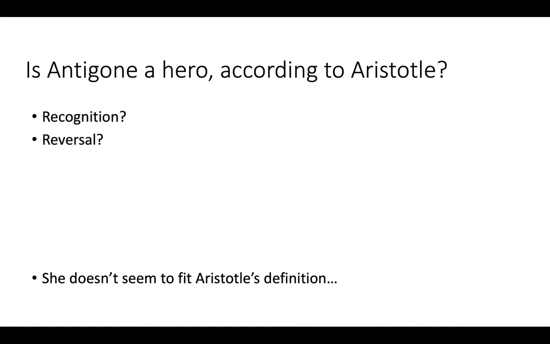To my mind, I don't think she really recognizes anything. She seems at the beginning of the play to know exactly what she should do, and then she does it. She doesn't really reverse her fortune. She might reverse her fortune a little bit. She starts off completely low, without power, totally alone, and then she ends up together with her family among the dead. She sees it as a glorious death, so potentially she has a reversal, but it's a reversal towards glory in her mind. So she doesn't really seem to fit Aristotle's definition, and yet I still want to call her a hero.